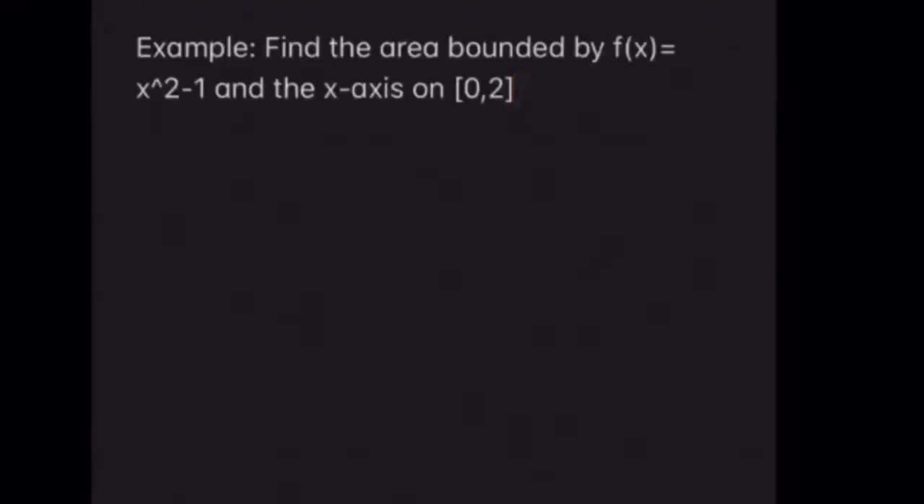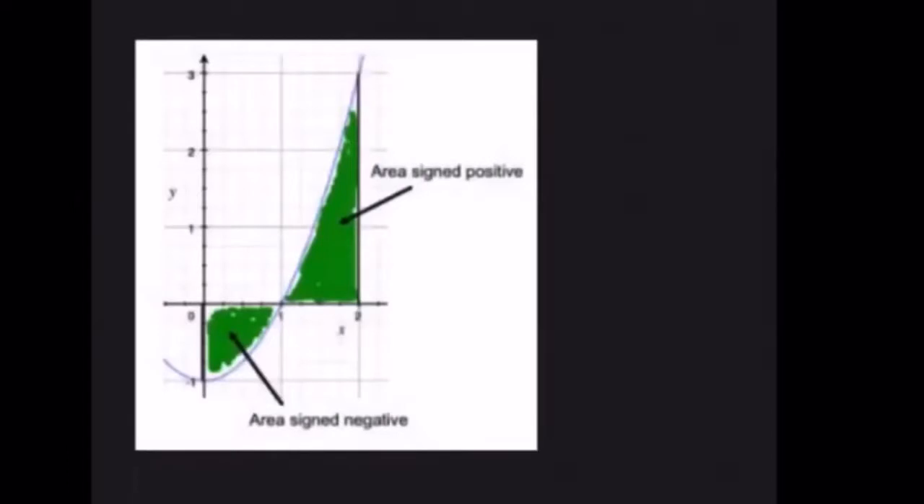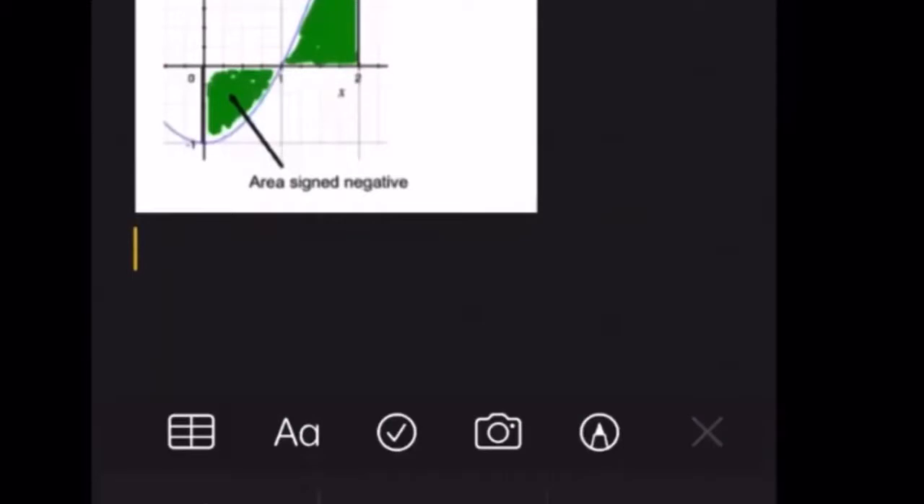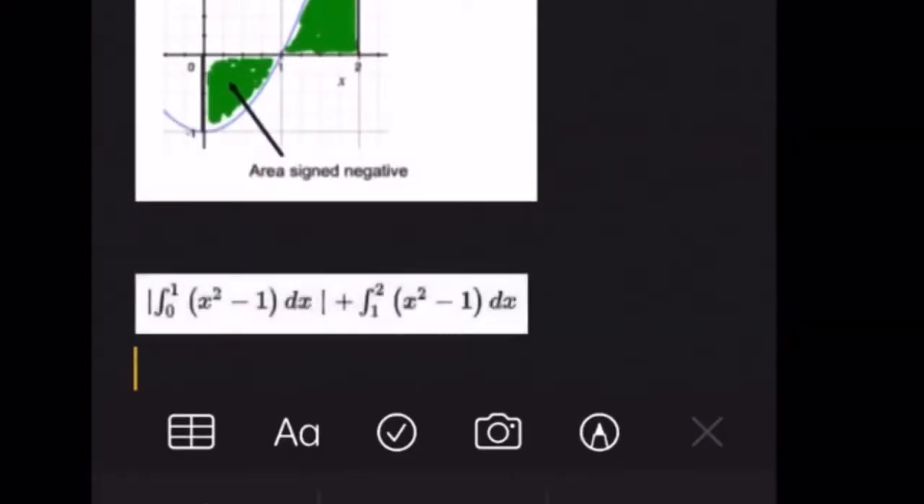My example is to find the area bounded by f of x equals x squared minus 1 and the x-axis on the region 0 to 2. First, you must graph the equation, and we can see that there is area signed positive and area signed negative, but area is always positive, so we need to put some absolute value bars in the equation. We know the area under the x-axis from 0 to 1 is negative, so we must place this in absolute value bars. And then we add this to the area from 1 to 2, and this doesn't need to be placed in absolute value bars because it's already positive area.